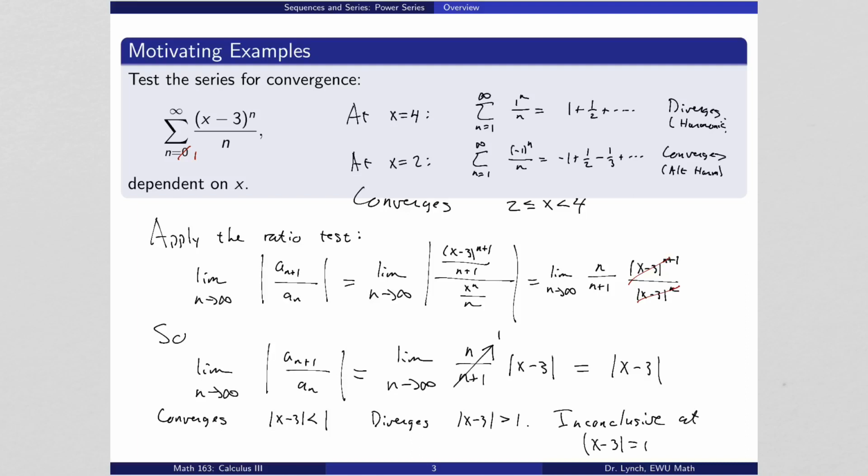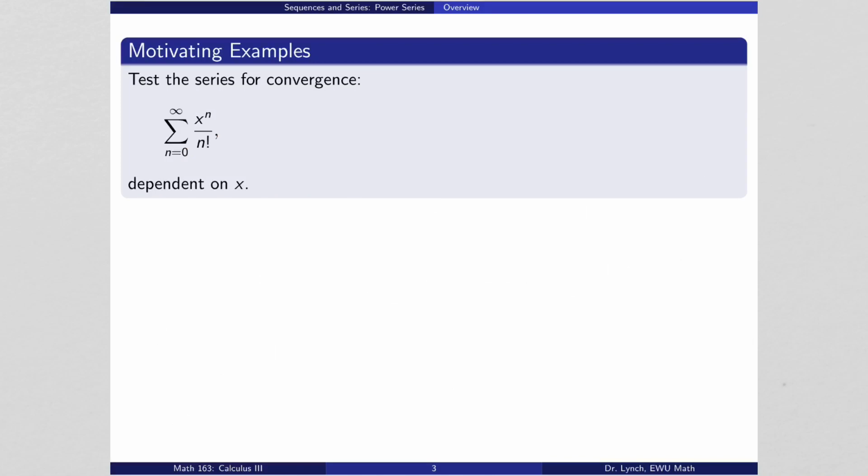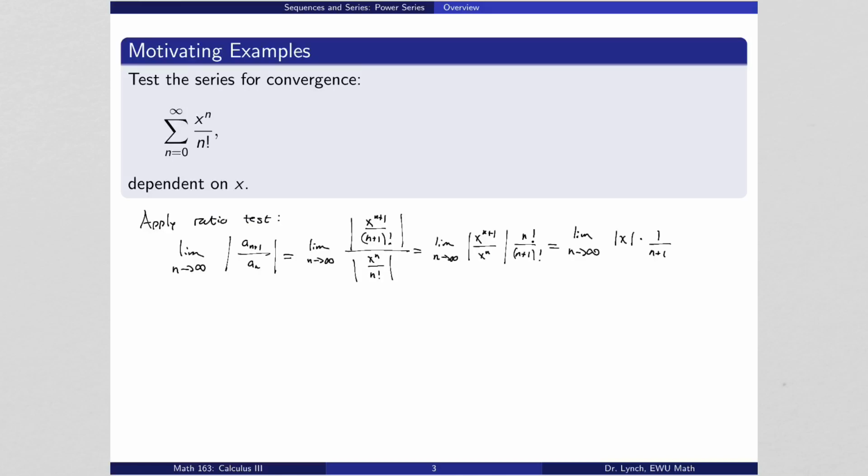Okay, here's one more example. Test the following series for convergence. Again, with powers of n and factorials, we'll go ahead and apply the ratio test. So here, simplify, simplify, simplify. Again, x to the n plus 1 over x to the n gives you an x. n factorial over n plus 1 factorial gives you 1 over n plus 1. And that limit, as it turns out, is 0 for all values of x. So here we would say that the series converges for all x.